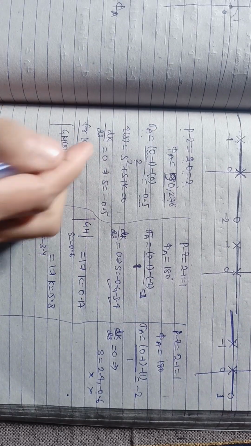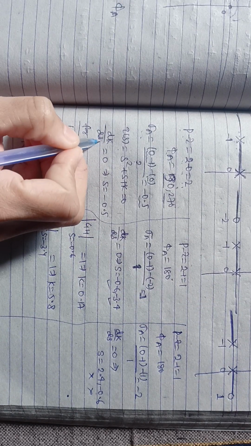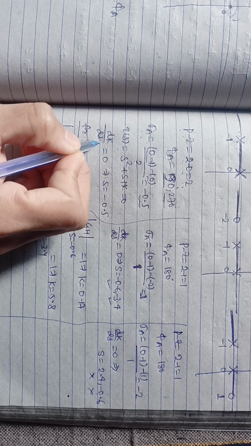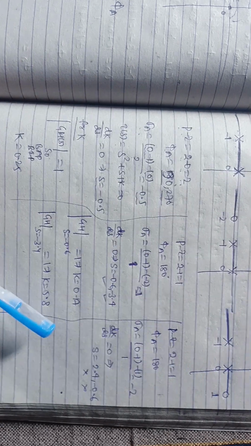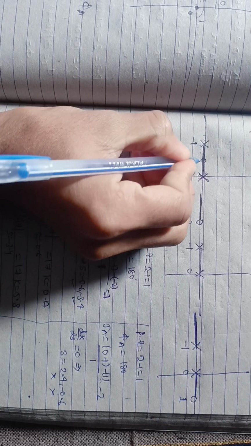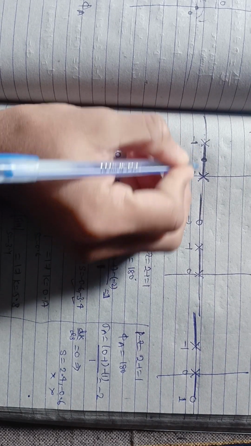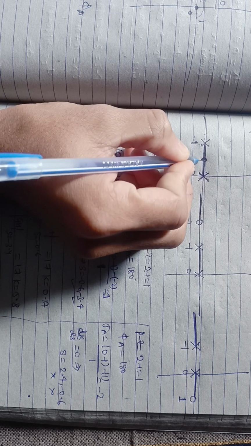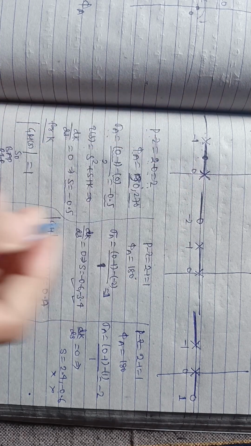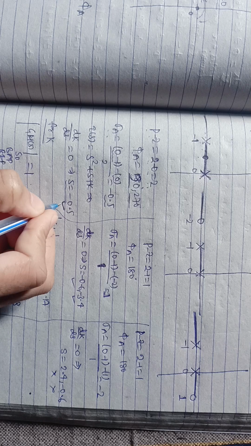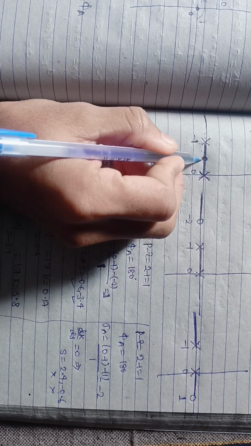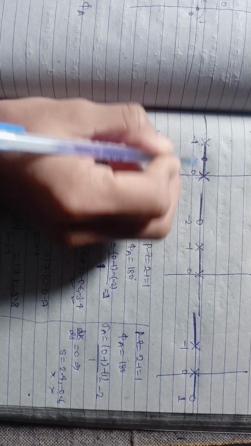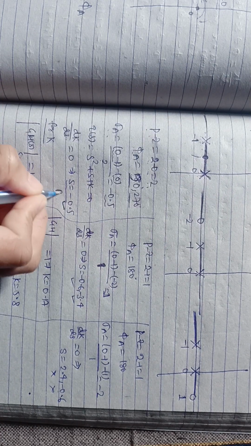Next we have to find dK/ds. It means dK/ds equals 0 gives the saddle point. So s equals minus 0.5. Where does minus 0.5 lie? Here minus 0.5 lies in the root locus. It means the saddle point lies on the root locus, so it is the breakaway point. If the saddle point lies in between two poles, then it will be a breakaway point.